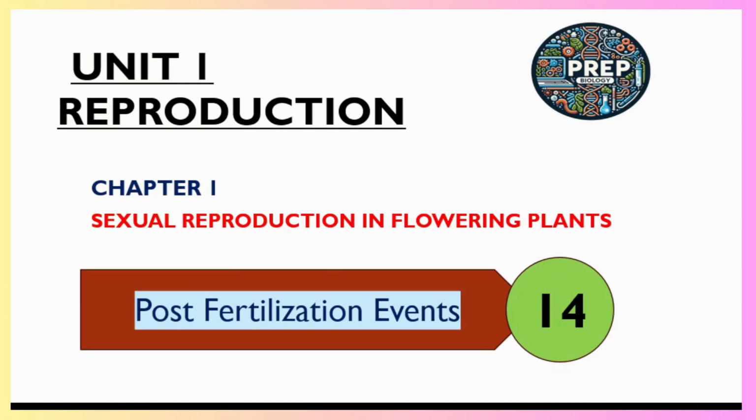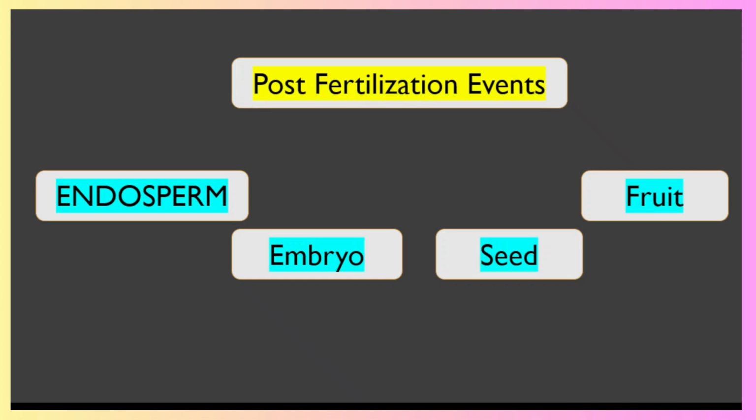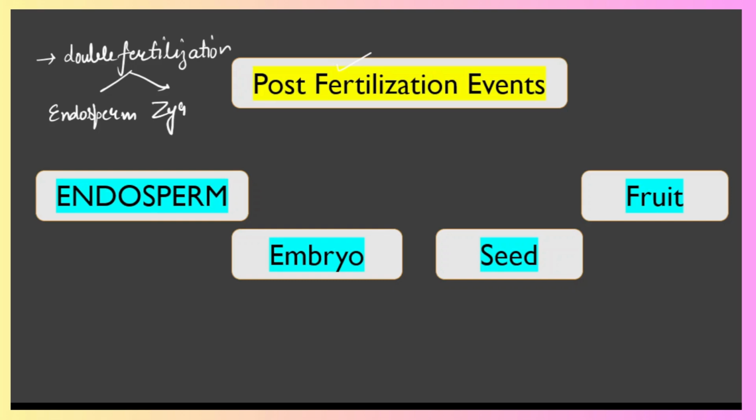So this is class 14 of this unit. Today we are going to discuss a very important topic of this unit, that is post fertilization events. Post fertilization events means the events which occur after the fertilization. In the previous lecture we discussed double fertilization. There two structures are formed, that is the endosperm and the zygote.